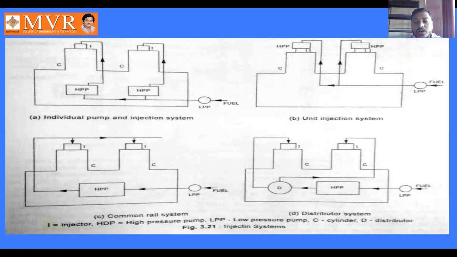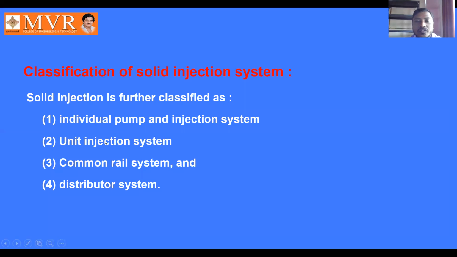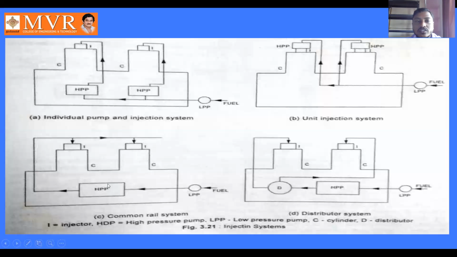From the fuel injector pump, the fuel is pumped into the engine cylinder. This is what the distributor system is about. Here we have observed the classification of fuel injection systems: how the individual pump works, how the unit injection system works, the common rail system working, and the distributor system working.